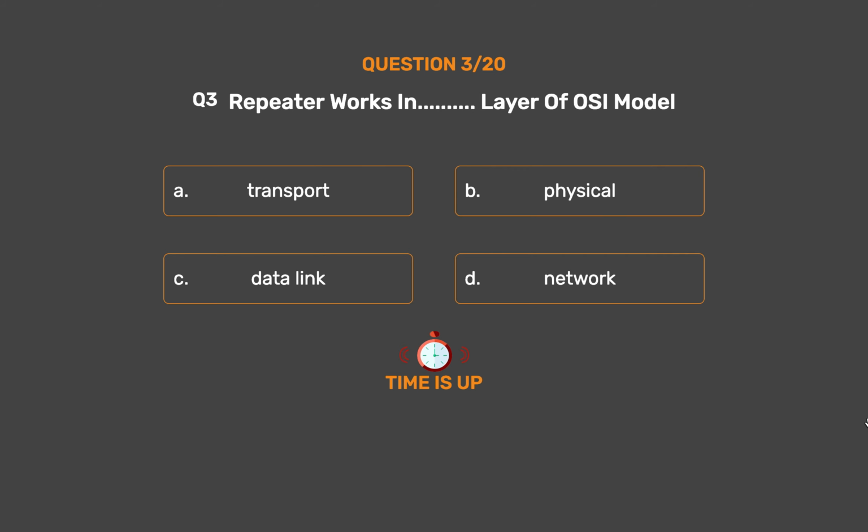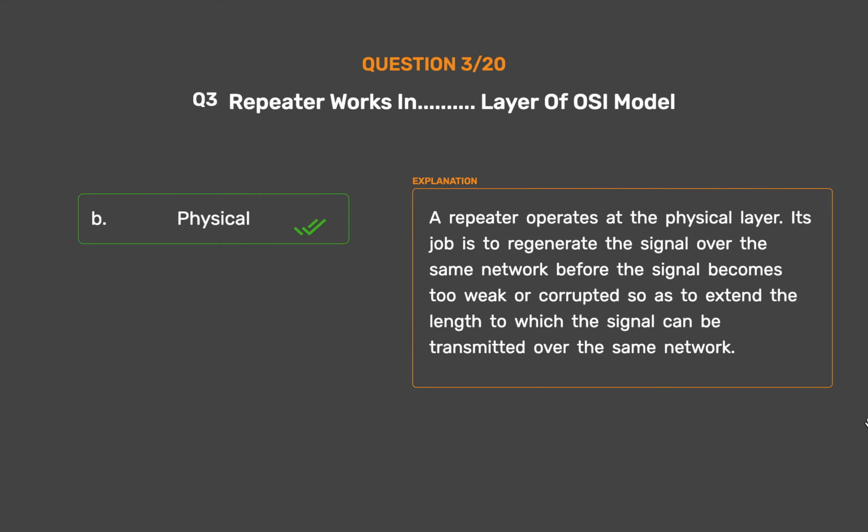The correct answer is Option B. Physical. A repeater operates at the physical layer. Its job is to regenerate the signal over the same network before the signal becomes too weak or corrupted so as to extend the length to which the signal can be transmitted over the same network.